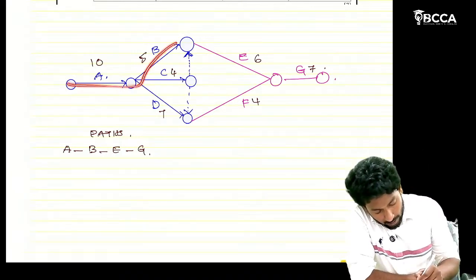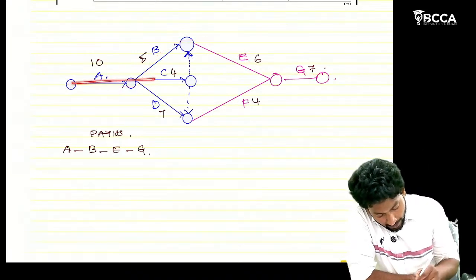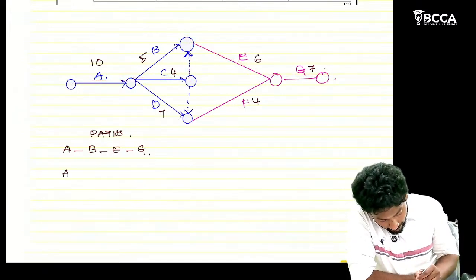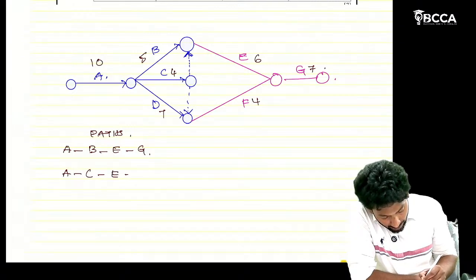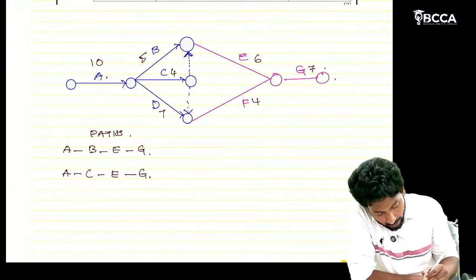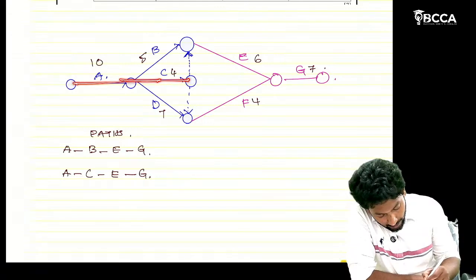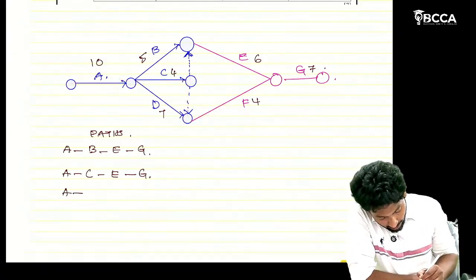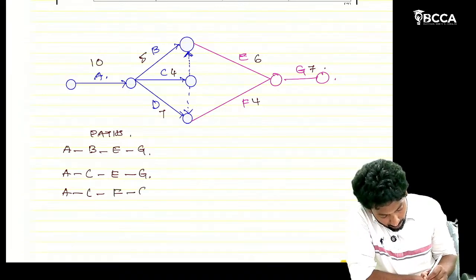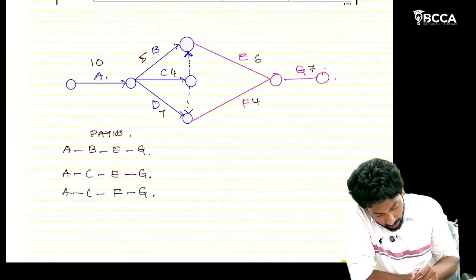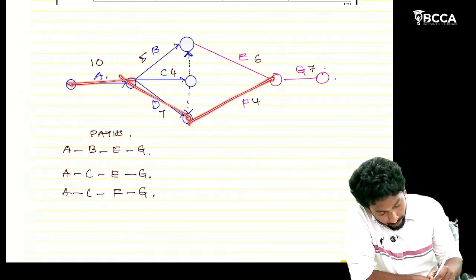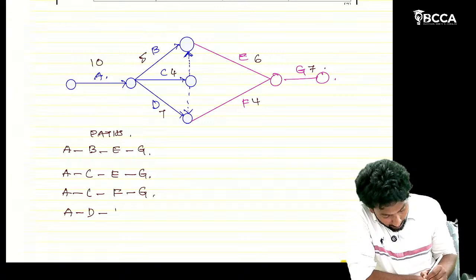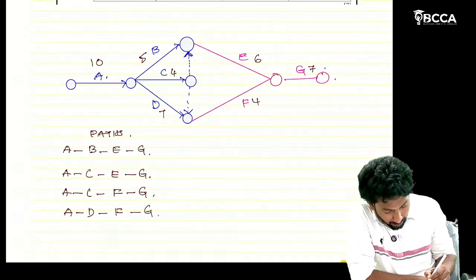Okay, first path. Second path: A, C, E, G. Next path: A, C, F, G. Now A, D, F, G.